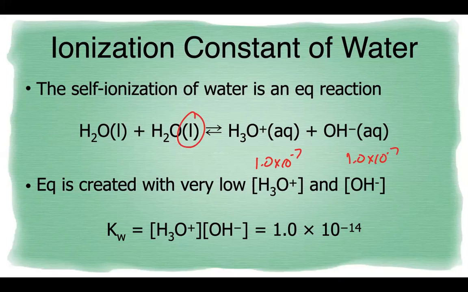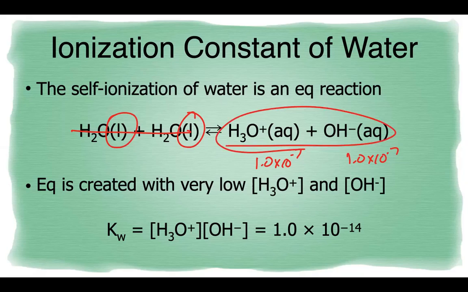So your K, again, is products over reactants, but the reactants in this case are pure liquids, so they are not included. So our Kw, the ionization constant of water, is hydronium, which is aqueous, times hydroxide, which is aqueous, and that is equal to 1 times 10 to the minus 14. That was the basis for being able to calculate concentrations of acids and bases, the hydronium and hydroxide concentration, and then also the pH and pOH.